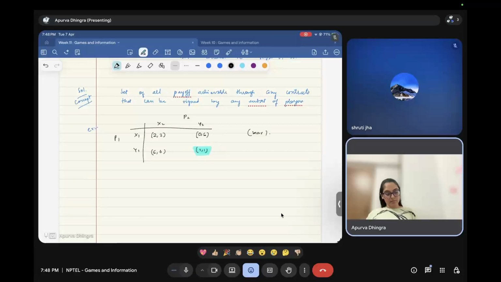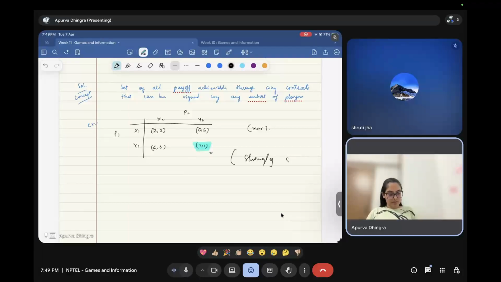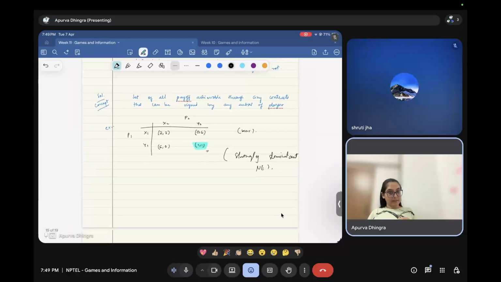So in this game, we already know that this would be the Nash equilibria for this, simply because 6 is greater than 2 and 1 is greater than 0. So this is actually the dominant strategy. So it's ultimately left for player 1 to choose between these two, and hence player 1 would be choosing this, and this would be strongly dominant Nash equilibrium.